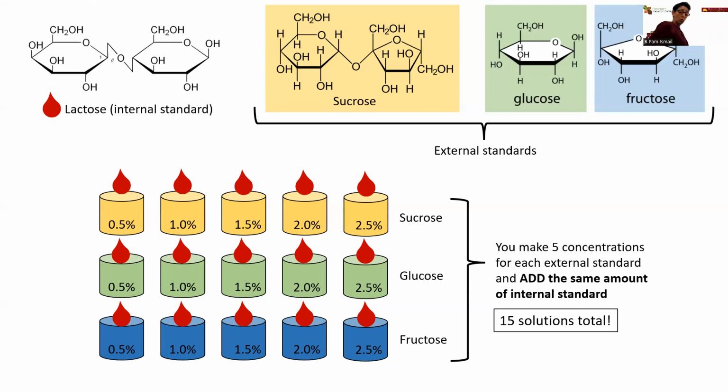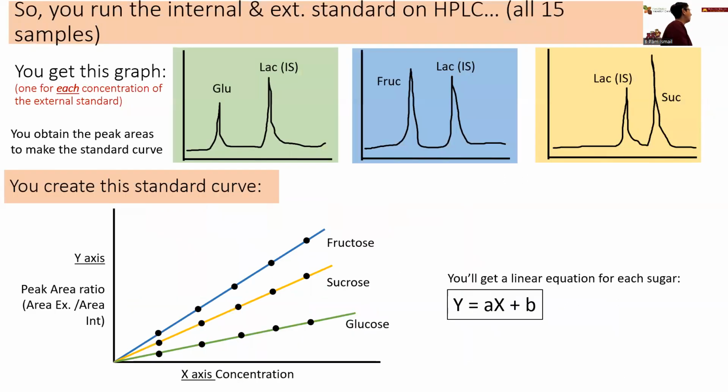So now when you run your standards, glucose has lactose in it, in your standard. Fructose has a known amount of lactose, and sucrose has a known amount of lactose in it. Then you construct your standard curve. How do you construct your standard curve? You see each peak here?